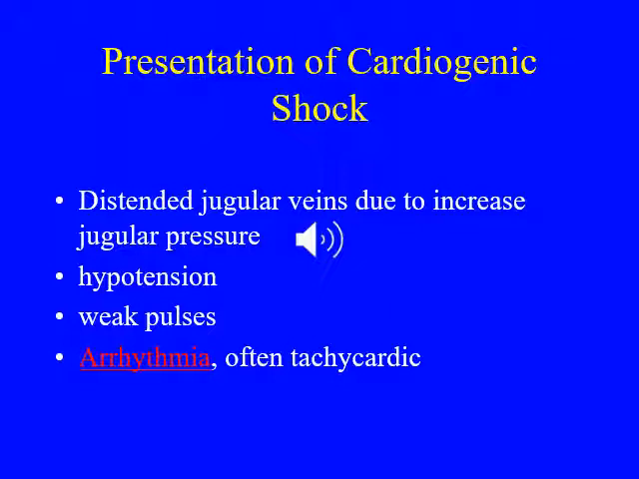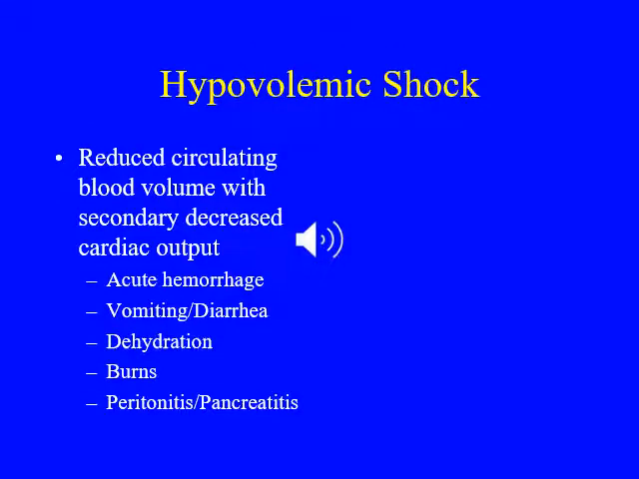Number two is hypotension. Number three is weak pulses. Number four is arrhythmias, which are usually tachycardic arrhythmias. At the same time, there will be pulmonary congestion or pulmonary edema that can be heard over the lung zones as lung crackles or crepitations.